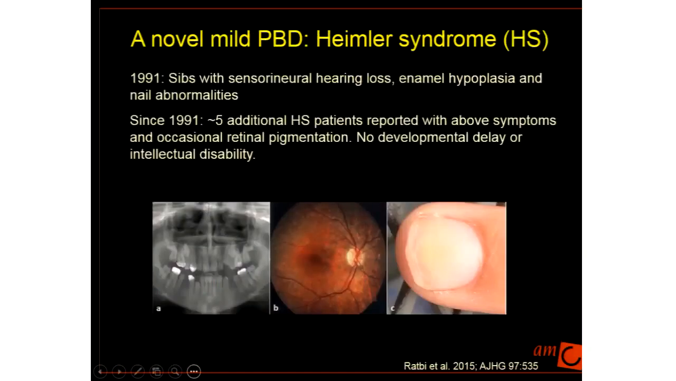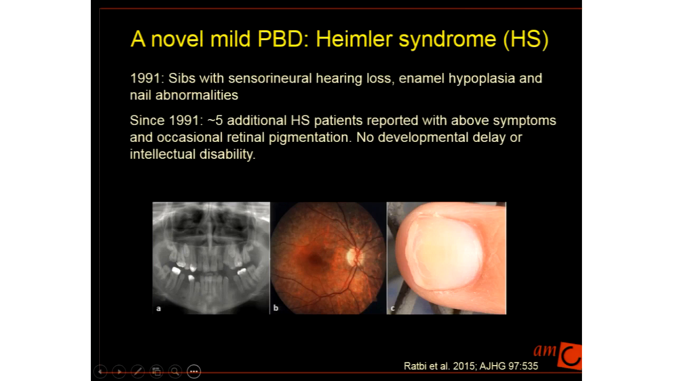Okay, a few examples. Last year we identified a novel, very mild peroxisomal biogenesis defect, the Heimler syndrome, with colleagues from Belgium, Morocco and England. The first patients with Heimler syndrome were published in 1991, and these were siblings with hearing loss, enamel hypoplasia, so teeth problems, and some nail abnormalities. Otherwise they were completely normal. They had no developmental delay, no intellectual disability.